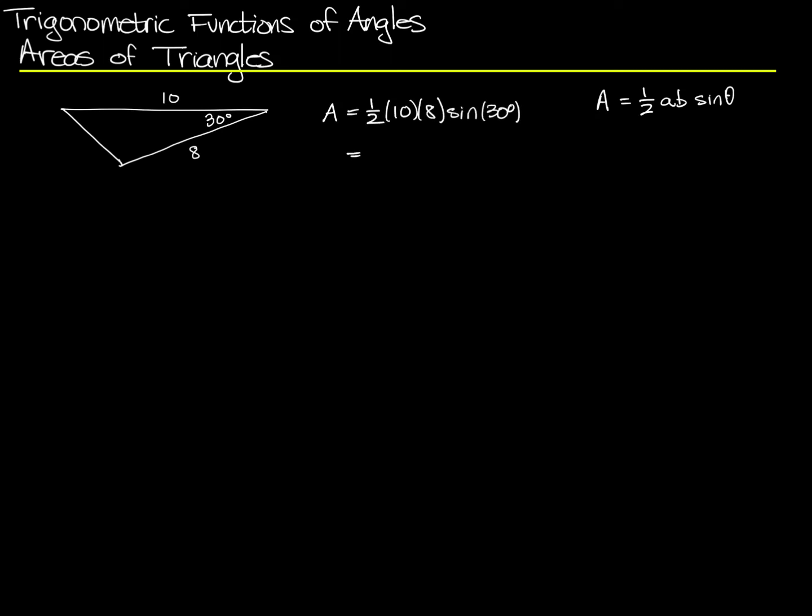I can do this a number of different ways. I think I'll multiply 1/2 by 10. That gives me 5 times 8. And then the sine of 30 is 1/2. You can take that from your table. And then because it's easier arithmetic, I'll do 8 times 1/2. I can do that because multiplication is commutative. 8 times 1/2 is 4. And my answer is 20.